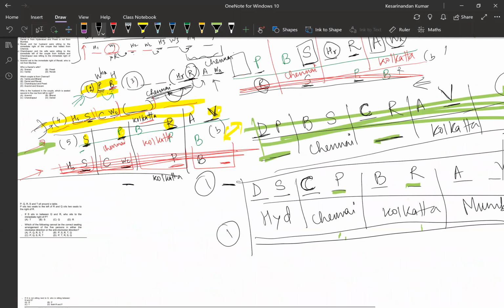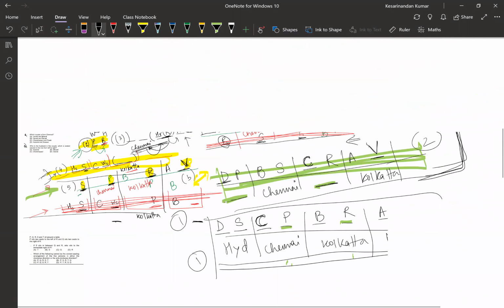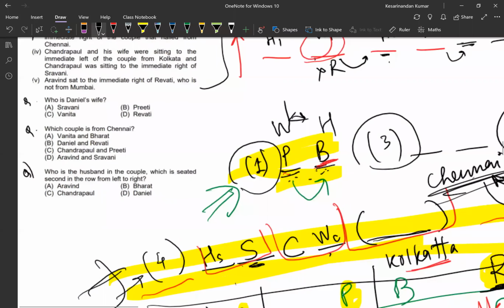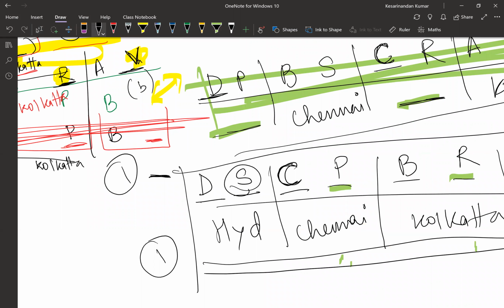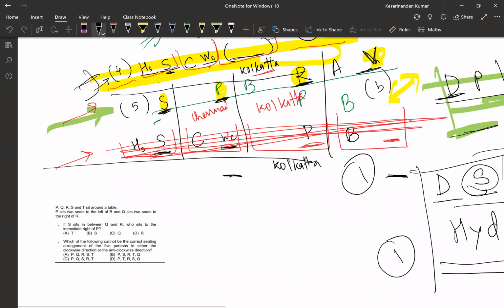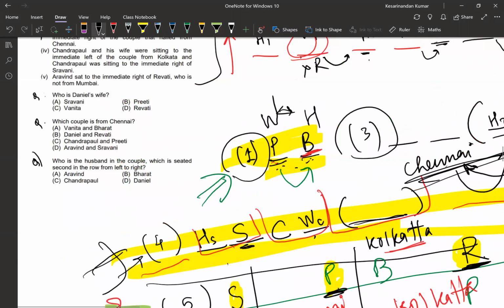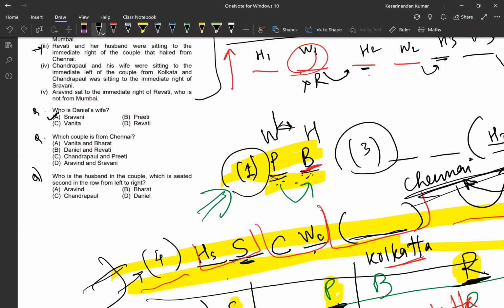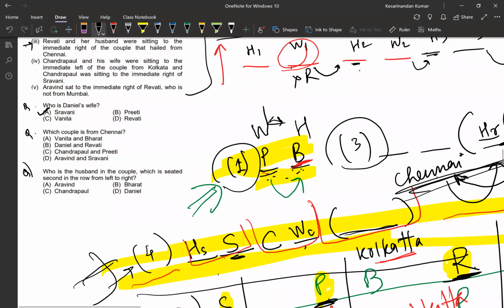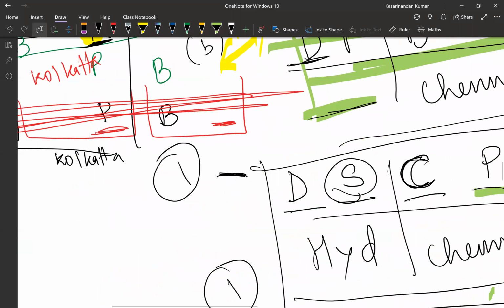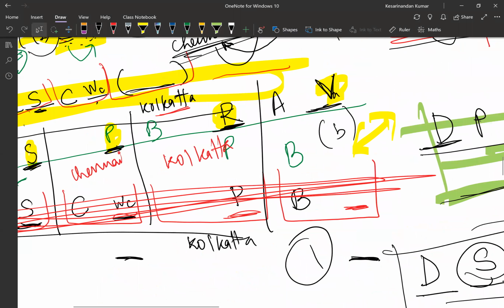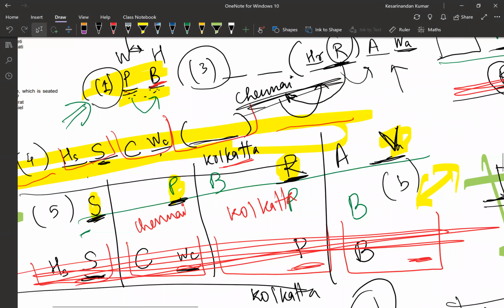So what are the questions? Who is Daniel's wife? So guys, who is Daniel's wife? Shravani. So the answer would be A. Anybody any doubt? Okay, next. Which couple is from Chennai? Let's go. Which couple is from Chennai? C and P. Chandrapal and Preeti. C it is.